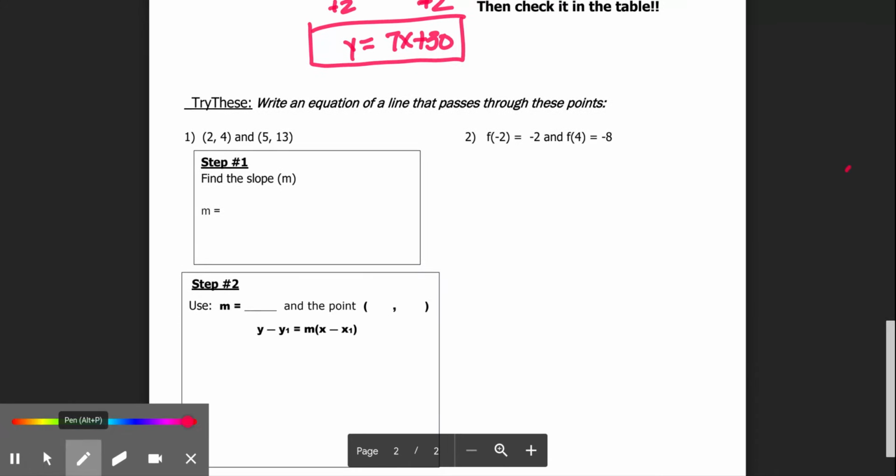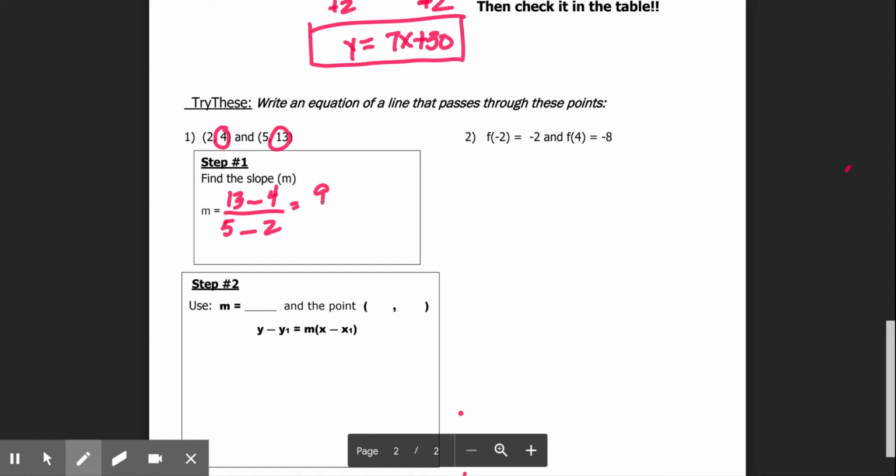All right. So it says, try these. Write an equation of a line that passes through these points. Step 1, you have to find the slope. So we're going to do circle, circle, dash, line, dash. So I'm going to go ahead, just to not have any negatives, I'm going to start with the 13 first. So 13 minus 4 over 5 minus 2. So 13 minus 4 is 9. 5 minus 2 is 3. So 9 divided by 3 is 3.